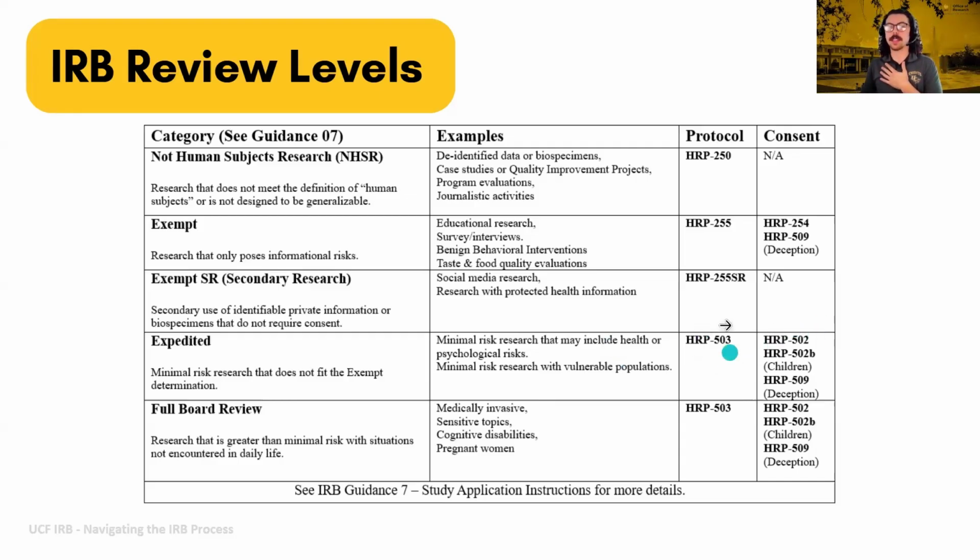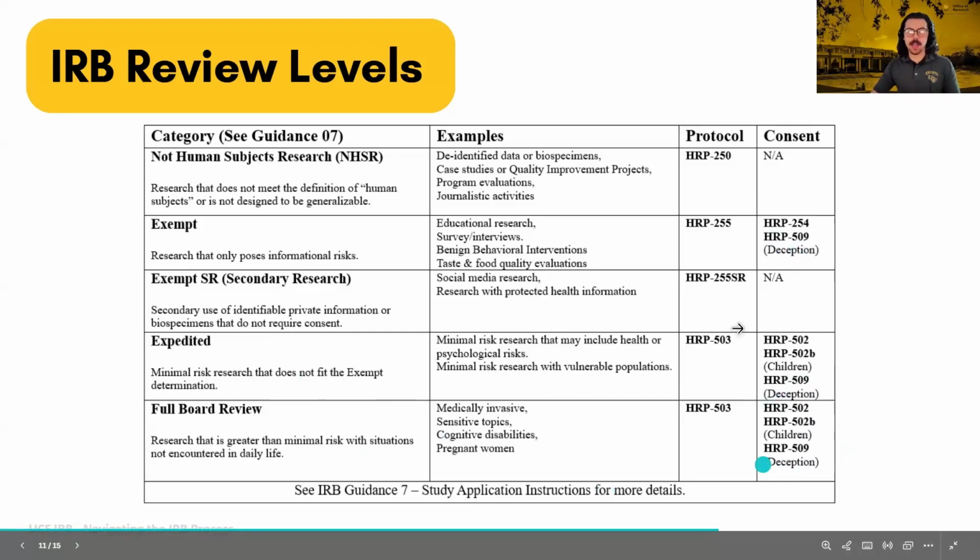You notice there is a different protocol form, the HRP 503. There's a different consent form, the HRP 502. Then we have some things that are not always required, right? Any sort of research that involves adolescents or people that can't consent for themselves automatically becomes expedited, right? And you'll have to use this form, which is basically given to legal guardians to consent for that individual. We can see, of course, deception can be part of expedited research as well.